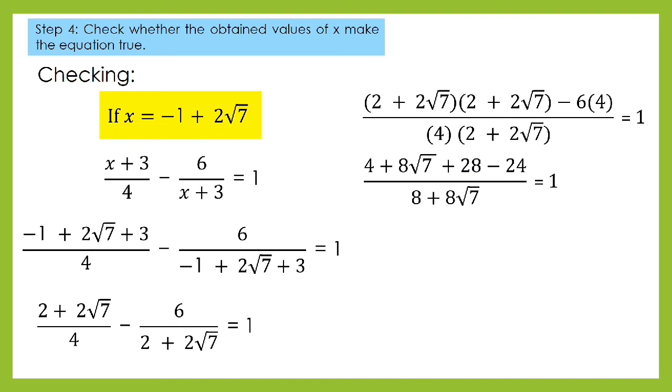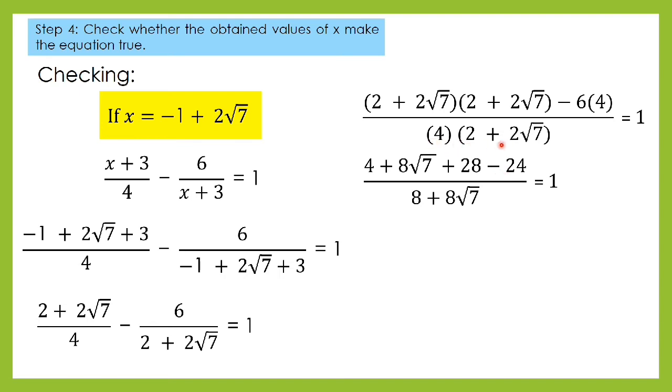28. Paano nakuha si 28? Square ng 2 ay 4. Ang square ng square root of 7 is 7. So, 7 multiplies sa 4 ay 28. And then, paano nakuha yung middle term? Ang middle term ay kukunin natin ang product ng first at saka last term. 2 times 2 square root of 7 is 4 square root of 7. Ido-double natin to or ita-times 2, kaya nakuha natin ang 8 square root of 7. And then, minus 6 times 4 is negative 24.